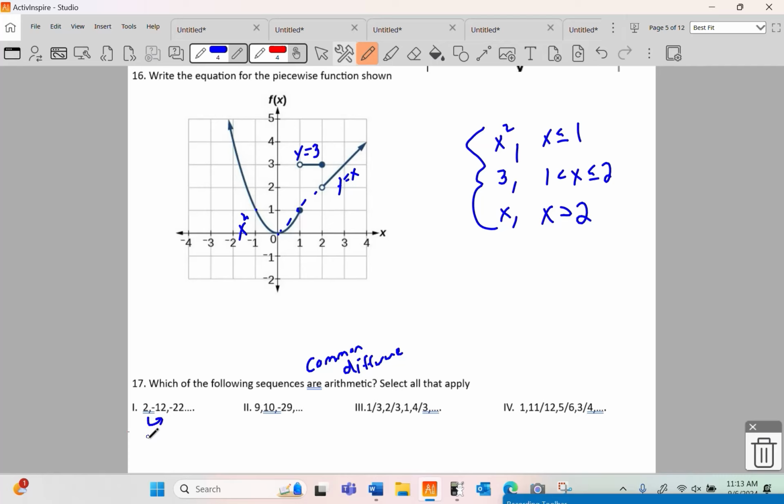So this is a difference of negative 14, and then we have a difference of negative 10. That's not common. So I'm not choice 1. This is add 1, and this is take away 39. Not common.